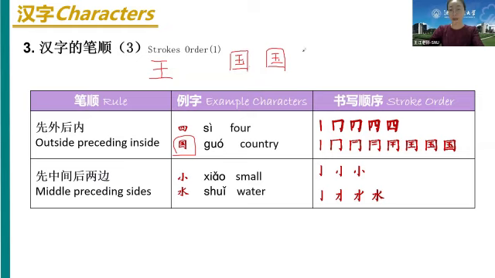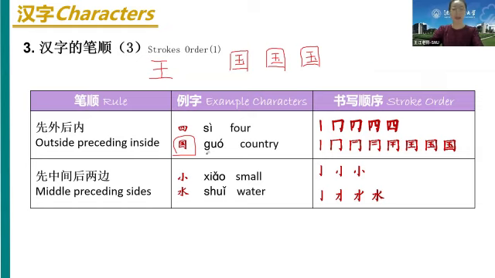Okay, let's write it again. Vertical, horizontal, turning vertical, outside, and then inside. Inside there is a king, who is holding a stick in his hand. There is a dot. And close the door at last. Okay, that is 国, meaning country. So have you got it?